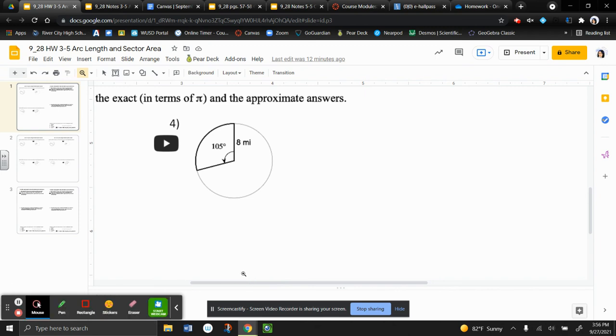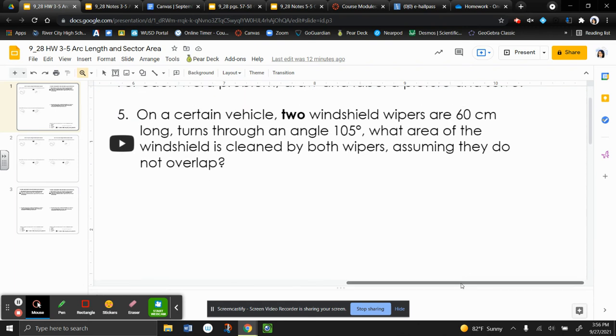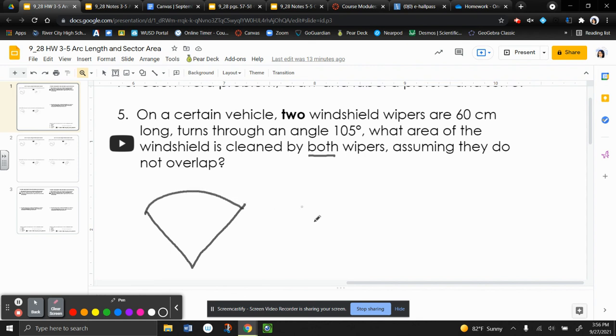All right, now take a look at problem number 5. So it says on a certain vehicle, 2 windshield wipers are 60 centimeters long, and turns through an angle of 105. What area of the windshield is cleaned by both wipers, assuming they do not overlap? So in this case, we kind of have 2 sectors. So windshield wipers are going to clean something like this. For each one, we know that it sweeps through 105 degrees, and we know that each windshield wiper is 60 centimeters. And that's going to be the same for both.